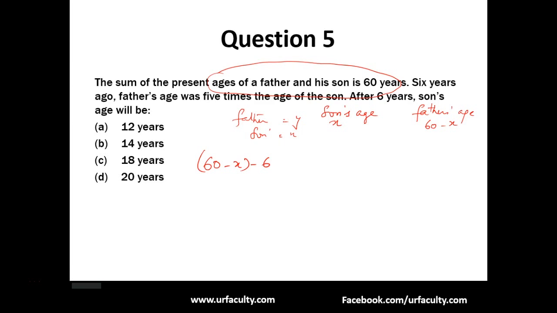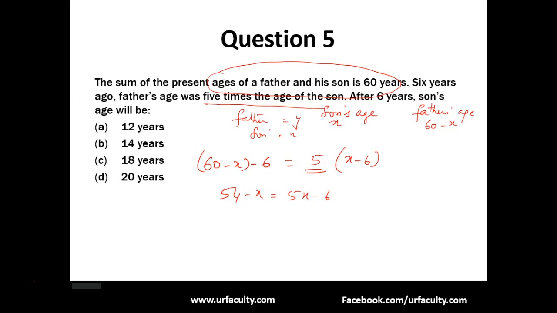Minus x. And I'm not putting any value over here. What will be son's age 6 years ago? And what are they saying? It is 5 times the age of the son. So father's age is equal to 5 times the son's age. It's very simple. Now you just need to equate. What do you get? 54 minus x is equal to 5x minus 6.